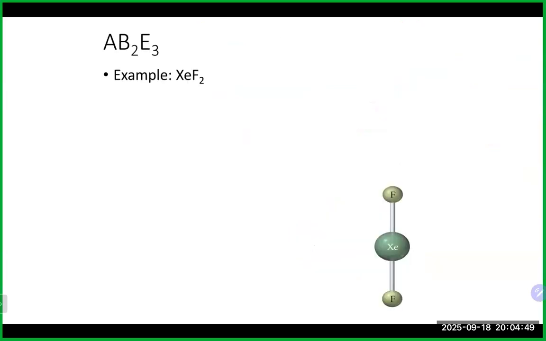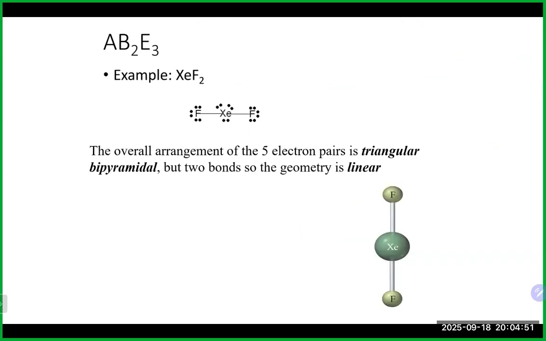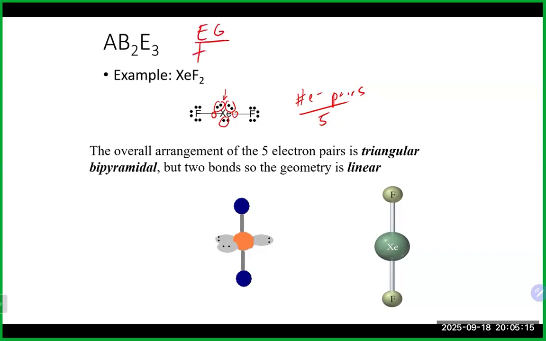So the first one we're going to look at here is something like xenon with 2 fluorines attached. And if we look at xenon with 2 fluorines attached, and we go to our central atom here, the number of electron pairs, again, it has 1, 2, 3, 4, and 5 electron pairs. So just like we've seen before, something with 5 electron pairs is going to give us an electron pair geometry name of trigonal bipyramidal.